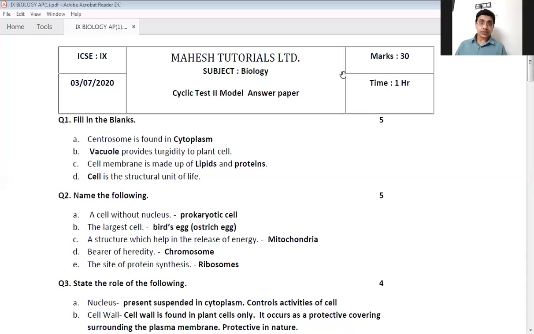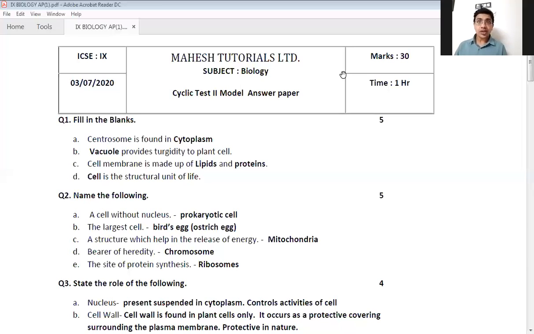The next question is about the largest cell. When I talk about the largest cell, the answer that you can write is ostrich egg or bird's egg, and in bracket you can write ostrich egg, but do not just write ostrich, right? That is very important because the cell in ostrich is very small. The largest cell is egg of an ostrich. So you can write ostrich egg, egg of an ostrich. That is the correct answer.